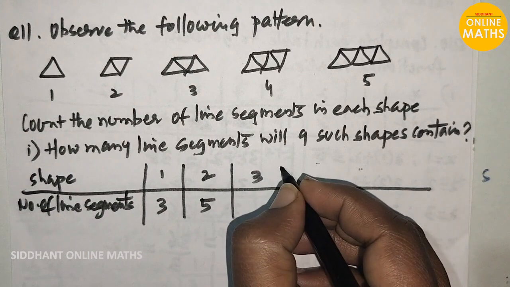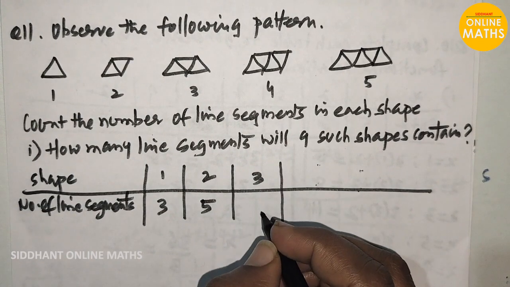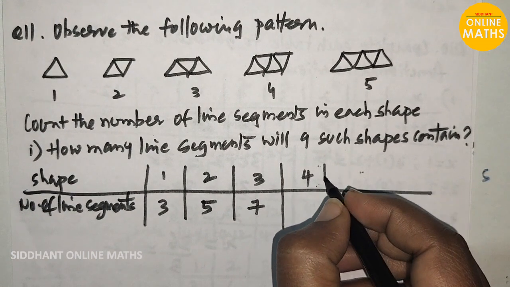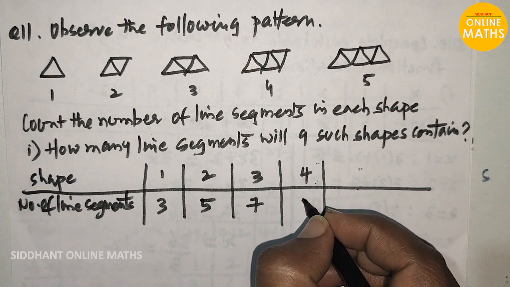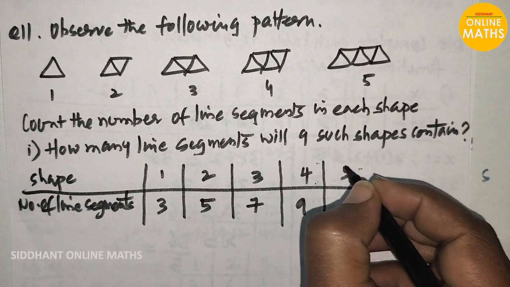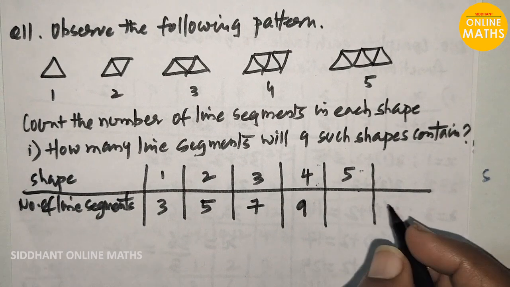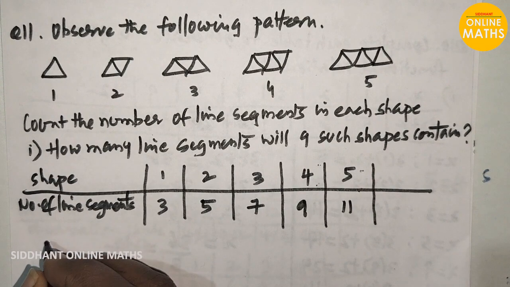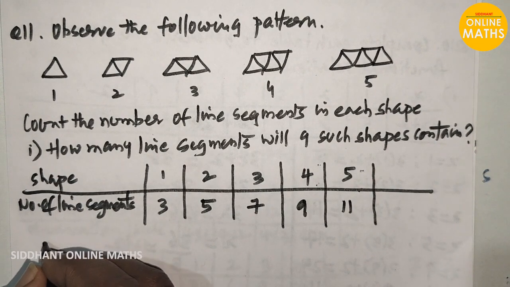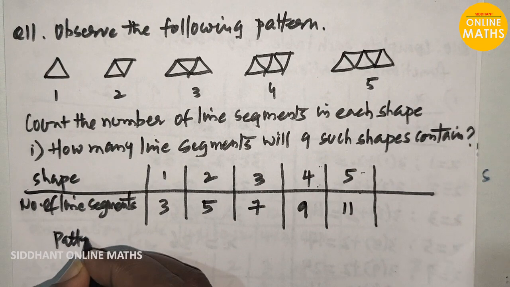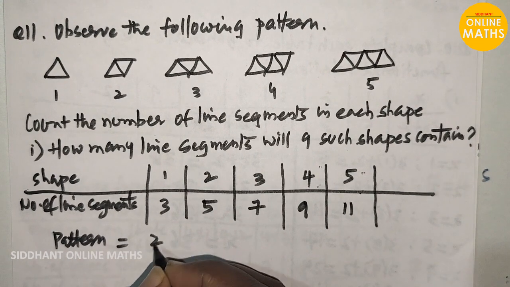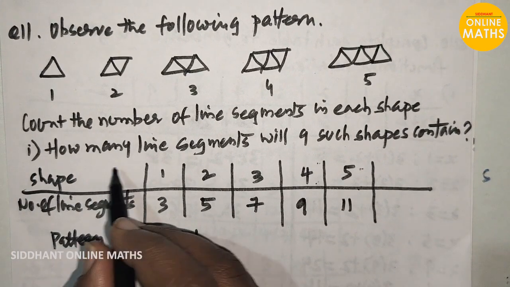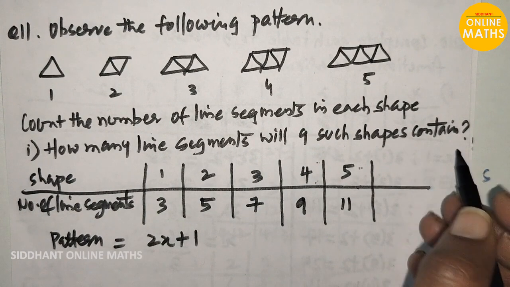For third, you are going to see 7. For 4, you are going to see 9. For 5, you are going to see 11. So here the pattern you are going to see is 2x plus 1 here. So in the first question, how many line segments will 9 such shapes contain?